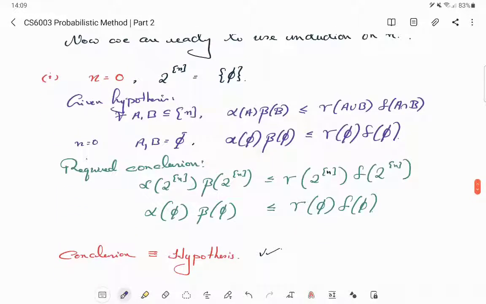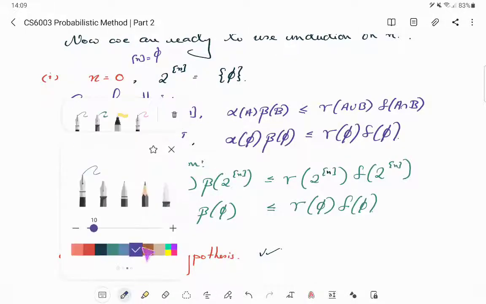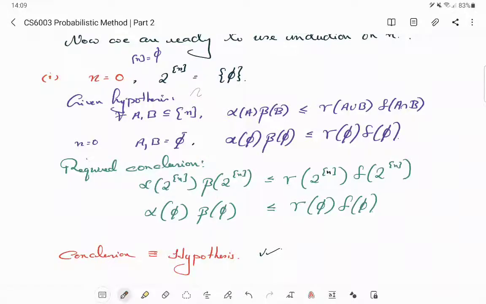Okay, so for when n is equal to 0, what is the power set? This means your n is nothing but the empty set. So your 2 to the power of the empty set is nothing but a family which contains only the empty set. Now, what was the hypothesis? For any two members A and B, subsets of what? Subsets of the empty set, right? So for any two subsets A and B of the empty set, they can only be phi, because that's the only subset available.